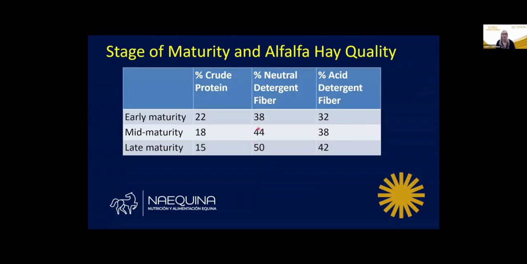And you can see that here. As we are going up in maturity, we can see that neutral detergent fiber is increasing. And so here we're going to have more cellulose and lignin, and these plants are going to be less digestible. That means fewer nutrients will be available to the horses.